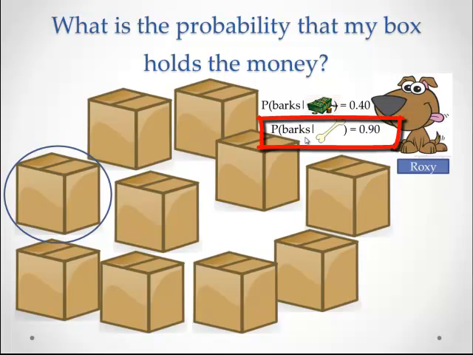So if I can bring him and ask him to sniff my box and I can observe his behavior, maybe I can use that information to estimate the probability that my box holds the money. That type of probability is going to be called posterior probability because after I invite Roxy to sniff at my box and after I observe his behavior, I have more information and I can use it to calculate the new probability.